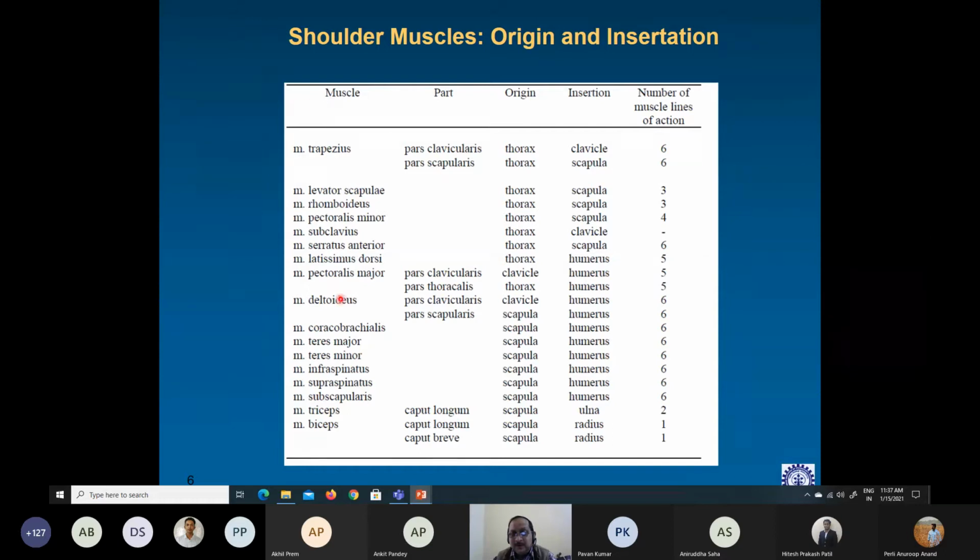Similar to trapezius, you have the deltoid muscle, which is a very important muscle that also has a clavicle part attachment, and that also has a scapular part. Okay, but here you can see this insertion, one clavicle humerus and scapular humerus. So these are mostly the muscles that are attached to the shoulder joint.